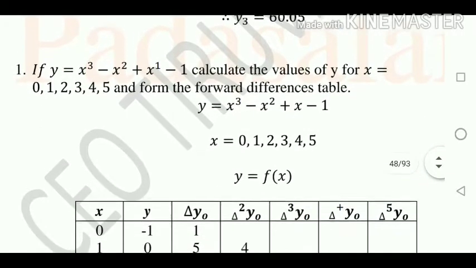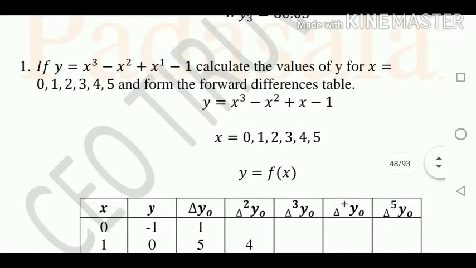Now the next question: if y equal to x³ minus x² plus x minus 1, calculate the values of y for x equal to 0, 1, 2, 3, 4, 5.